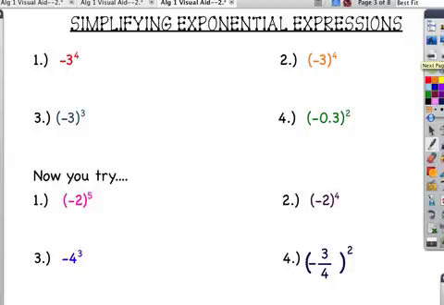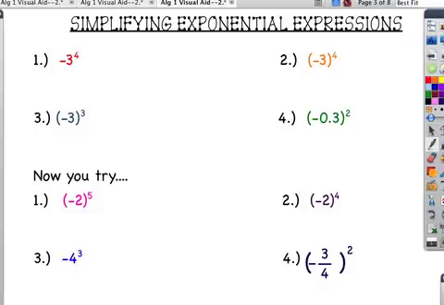Now we're going to practice simplifying exponential expressions. These are actually trickier than they look. Number 1, negative 3 to the 4th power, without parentheses. We need to follow order of operations. Technically, the only thing being raised to the 4th power here is the 3, not the negative.